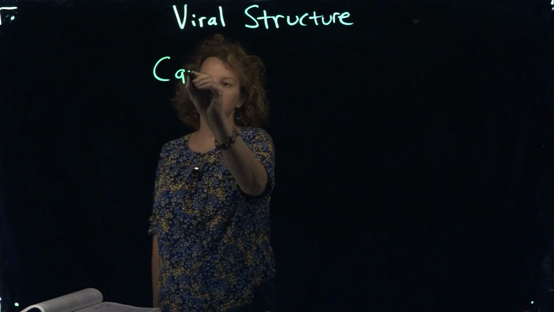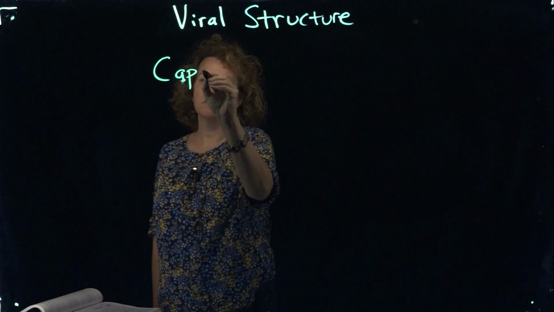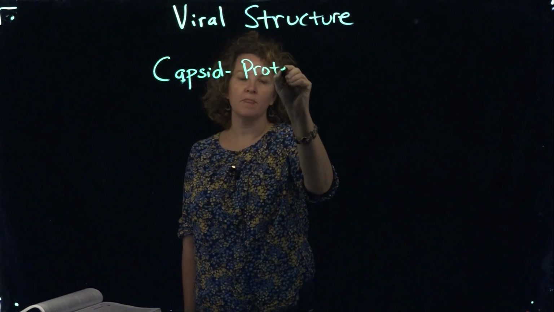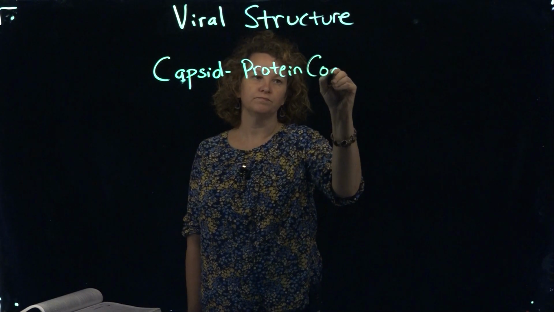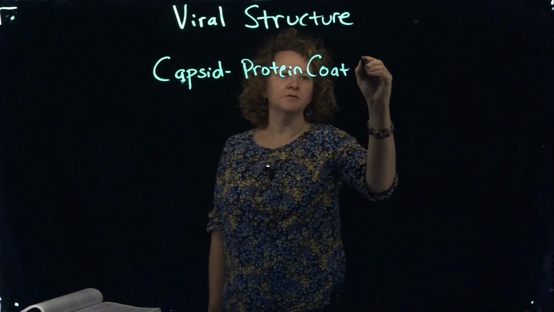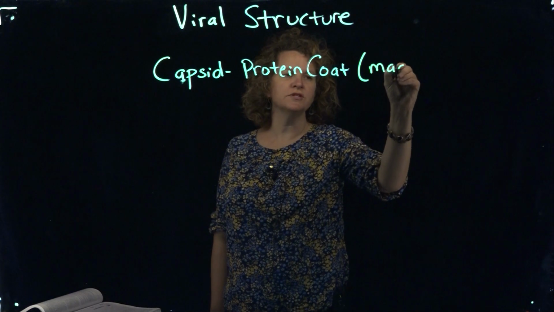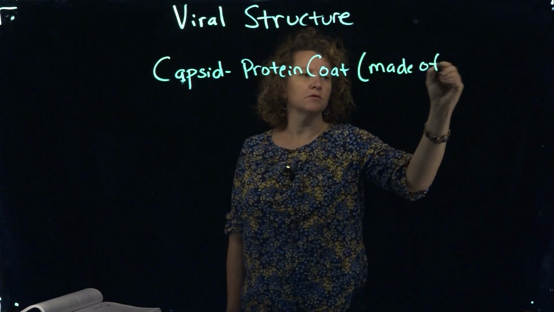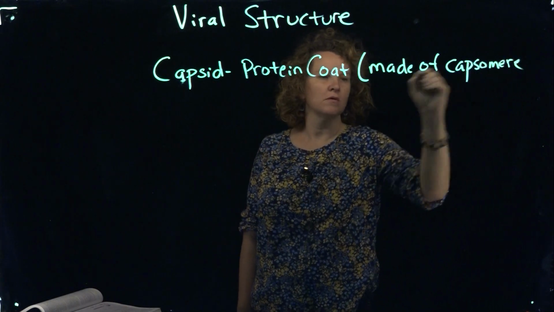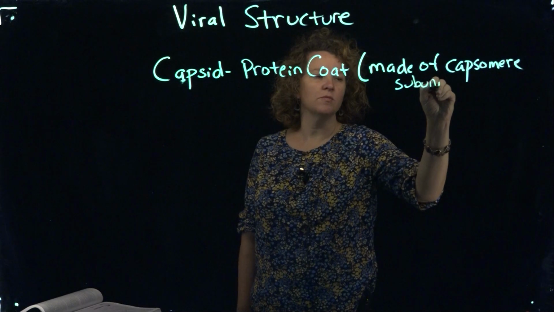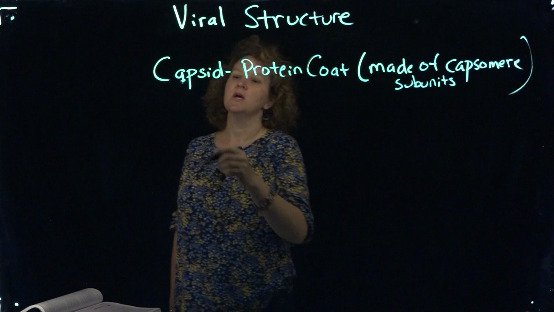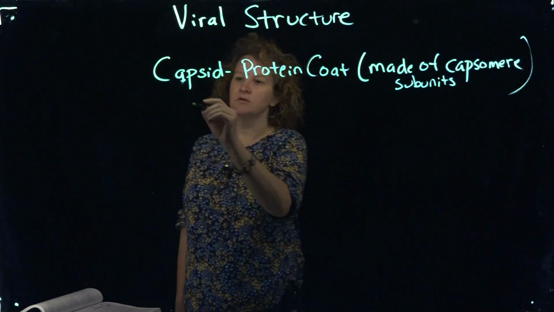There's the capsid, which is a protein coat, and it's made up of something called capsomeres. Those are the subunits. So we could say made of capsomere subunits. So the little protein parts put together to make this coating. And that's the coating on the outside of the virus. There can be additional coatings, which I'll go into here in just a second.